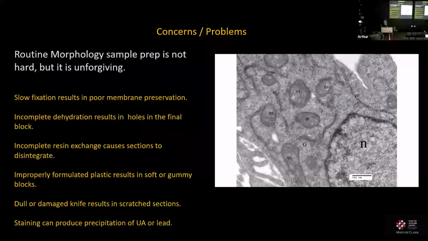Dull, damaged knives are going to result in the block face being covered with scratches, which makes imaging impossible as well. And then when you're finally all done with all of that, you've done all that right, and now you go to stain it for a final time, your lead or your UA can precipitate all over the sections and you have to start over with sectioning. Or the lead just doesn't stain at all. And so you've done all this and you still have no contrast. So there's all sorts of things that are going to trip you up that you need to keep track of and control for.